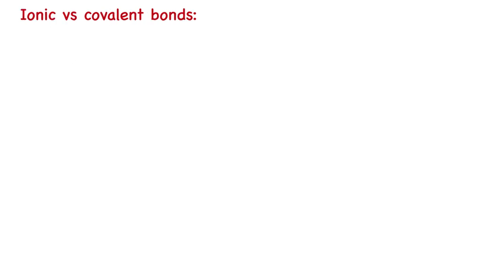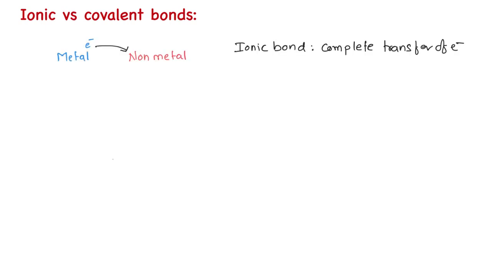In the earlier videos, we discussed two different types of bonds, an ionic bond and a covalent bond. An ionic bond is formed when an electron is completely transferred from a metal atom to a non-metal atom. Since the metal atom loses an electron, it acquires a positive charge. That is, it becomes a cation. And because the non-metal atom gained an electron, it acquires a negative charge. That is, it becomes an anion.